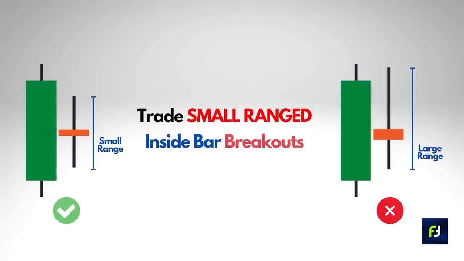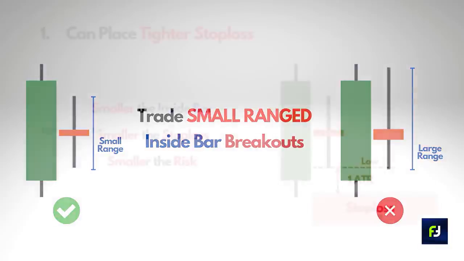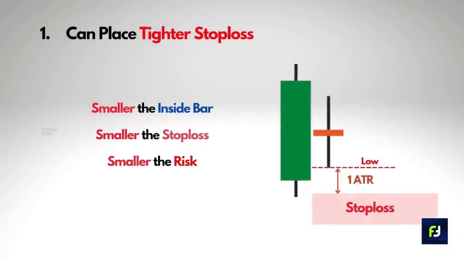Now there are a few reasons as to why this is important. The first benefit is that you can place a much tighter stop loss. You can reference the low of the inside bar to set your stop loss, as we have discussed, and the smaller the inside bar, the smaller the stop loss is. And with a smaller stop loss, you can put a larger position size and still keep your risk constant.